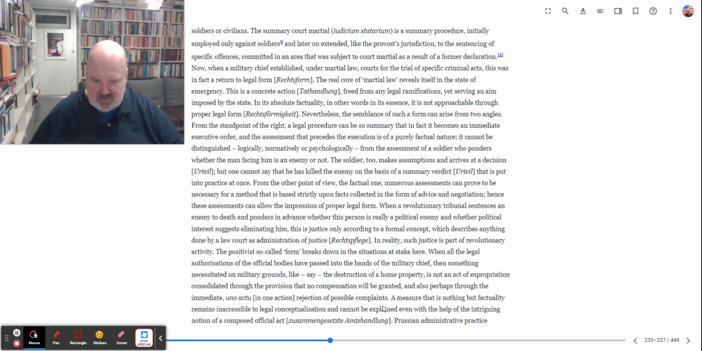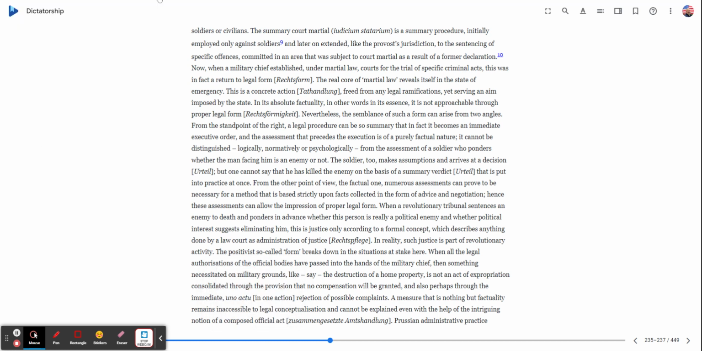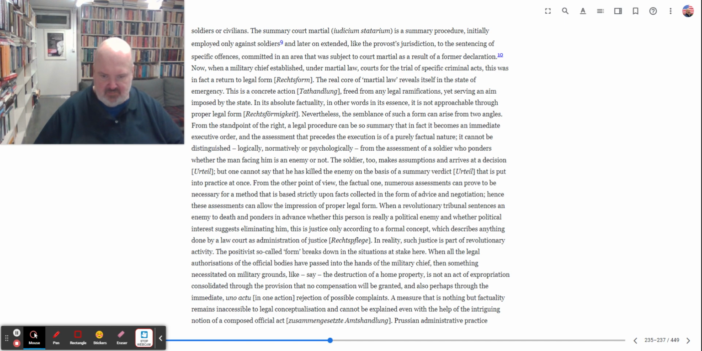In other words, this question of a measure that is nothing but derived from fact remains inaccessible to legal comprehension and cannot be explained even with the help of the intriguing notion of compound official act, or rather composite official action, in other words, something that is composed. The Prussian administrative practice.